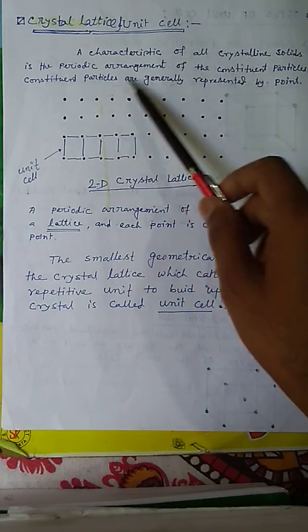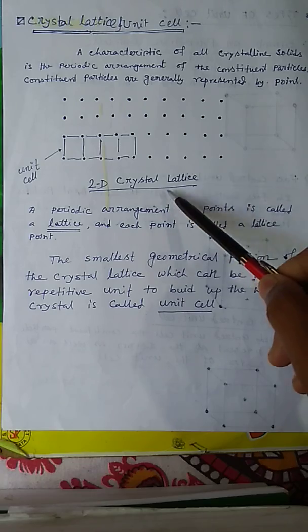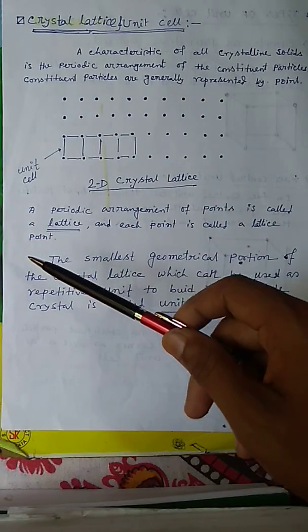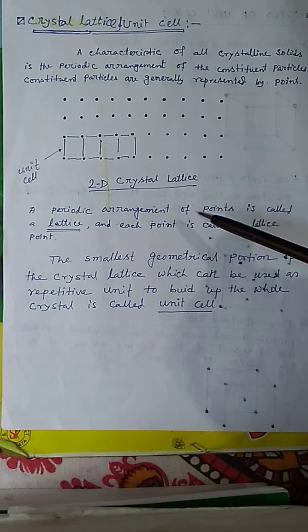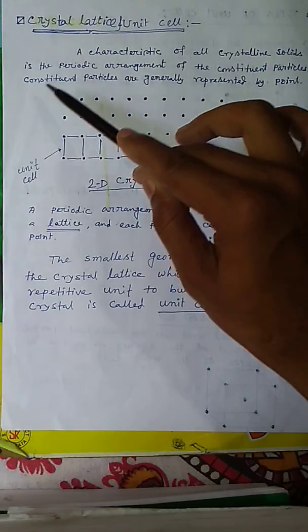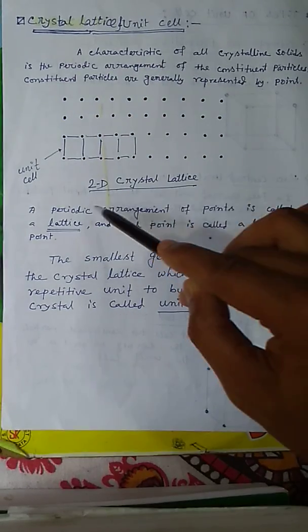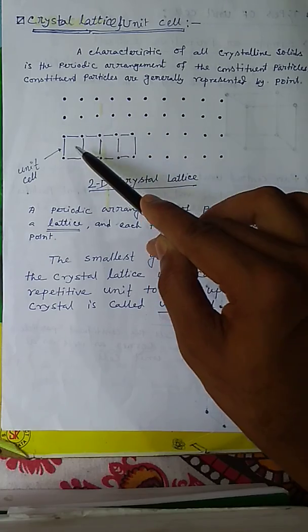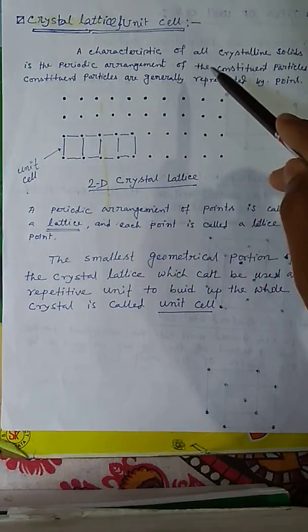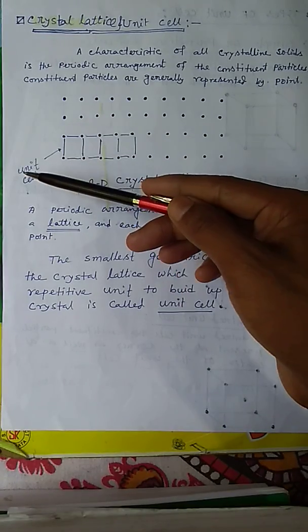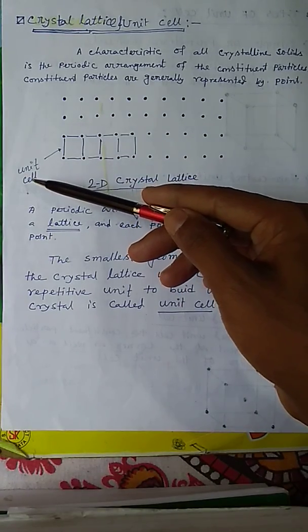You can see this is a two-dimensional crystal lattice. What is a crystal lattice? A periodic arrangement of points is called a lattice, and each point is called a lattice point. Each of these points is a lattice point, and this shows a two-dimensional crystal lattice. And the small box, which if you repeat again and again, you will describe the entire lattice, and this small box is known as the unit cell.